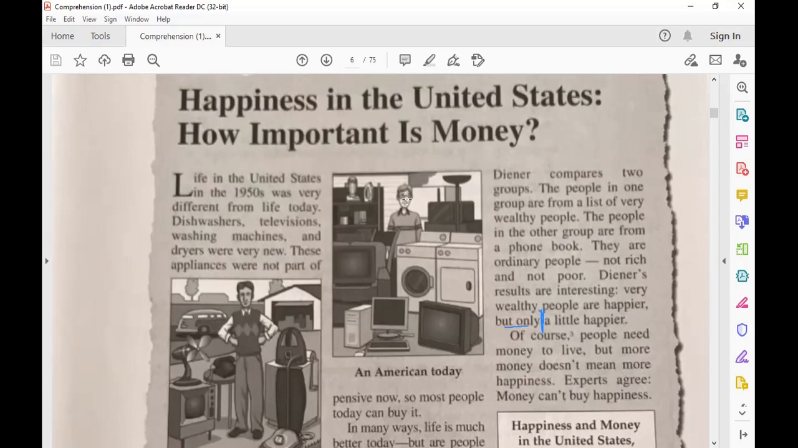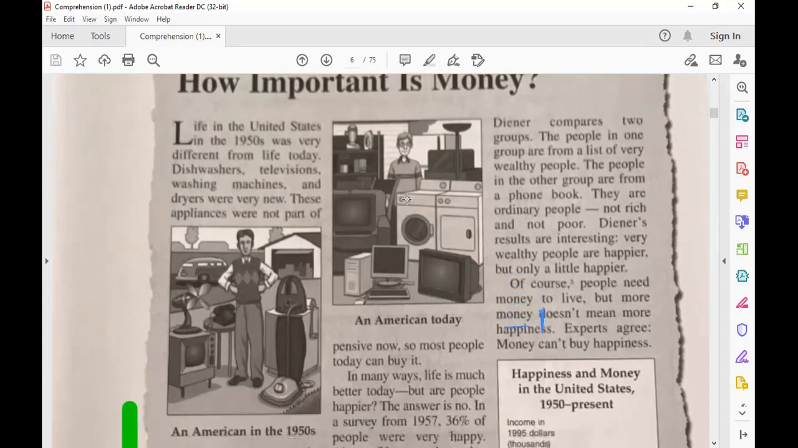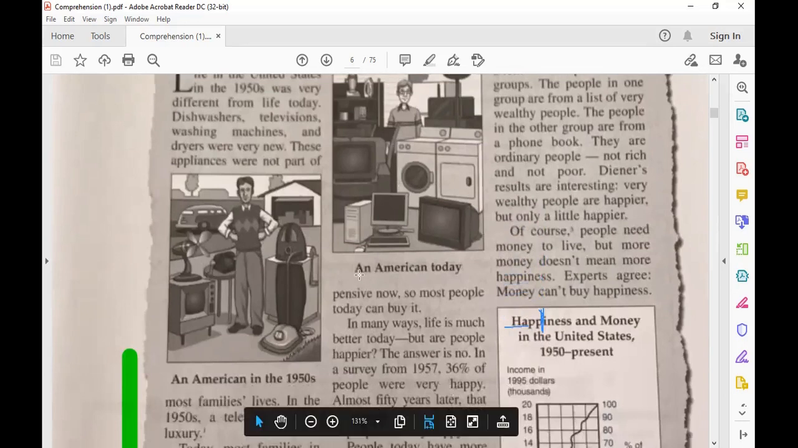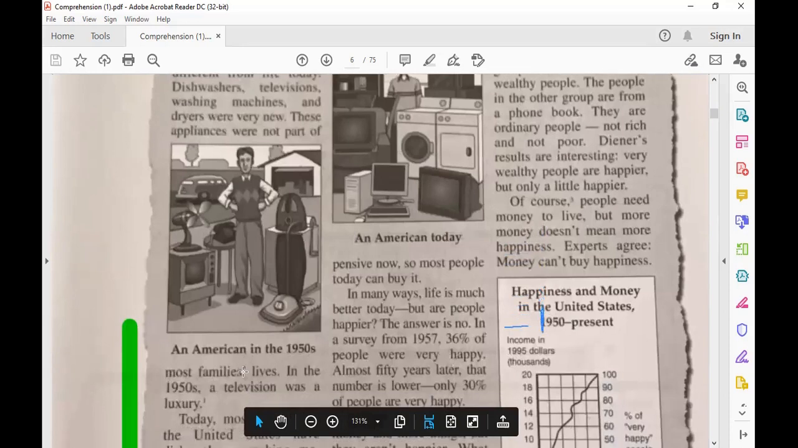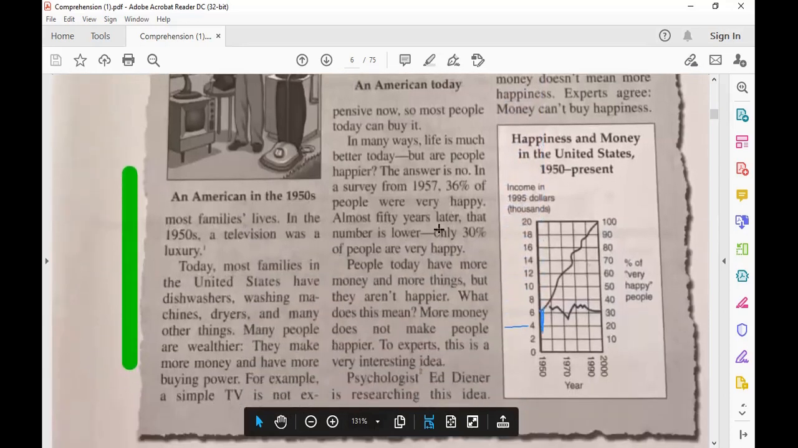Happiness in the United States. How important is money? The second thing in previewing, what do we do? We look at what? Pictures and the charts. Okay. An American Today, there is a caption for the picture: An American Today, An American in the 1950s. And we have another thing to do.